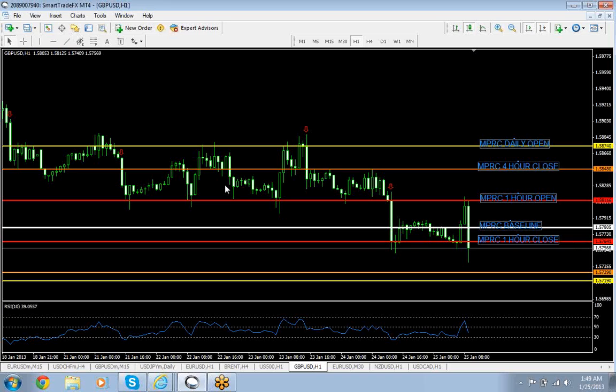But if you want to learn a trading strategy, as you can see, look right here, price is coming down to this level. Well, it's coming back up. It's kind of just hanging out there. But it's below the MPRC 1 hour close. You have price up here. So we'll see if that price level can hold.